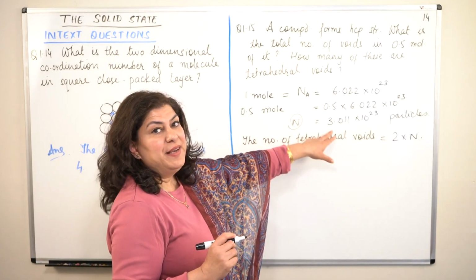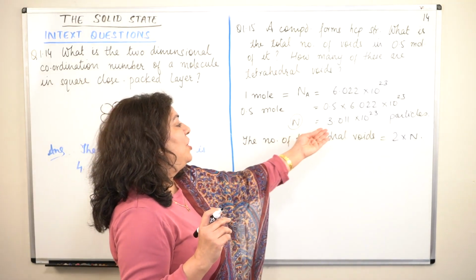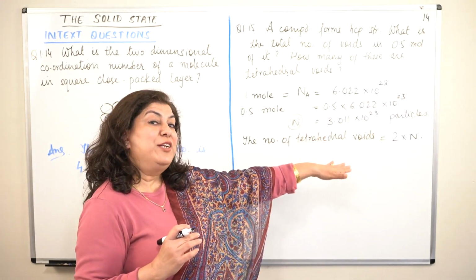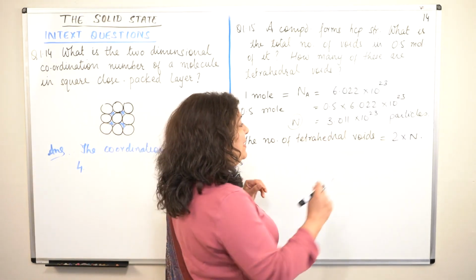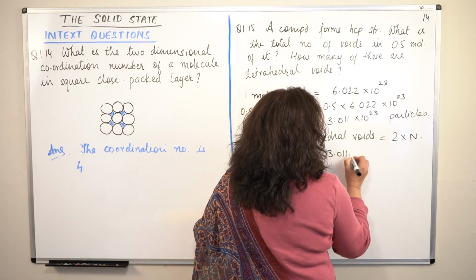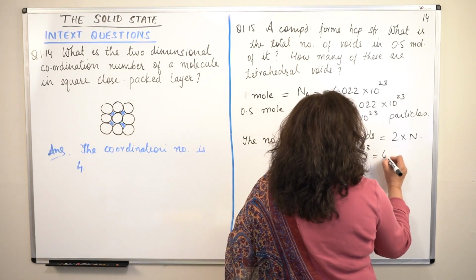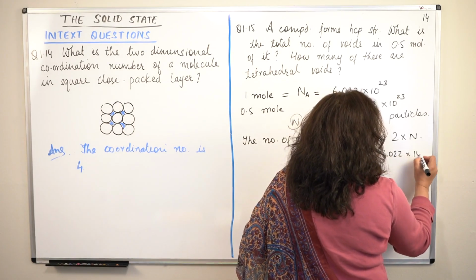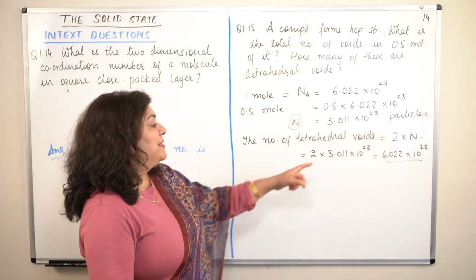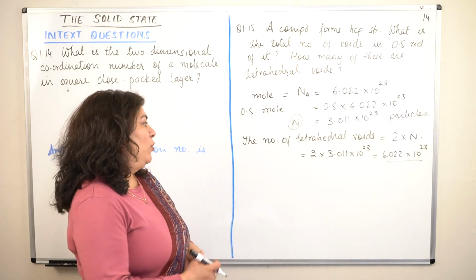What is the number n here? It is 3.011 for 0.5 mole. The number of particles is 3.011 into 10 to the power 23. So how many tetrahedral voids would be there? They would be twice of this number, which is equal to 2 into 3.011 into 10 to the power 23, which would come out to be equal to again 6.022 into 10 to the power 23. So there will be how many tetrahedral voids? They would be 6.022 into 10 to the power 23 tetrahedral voids.